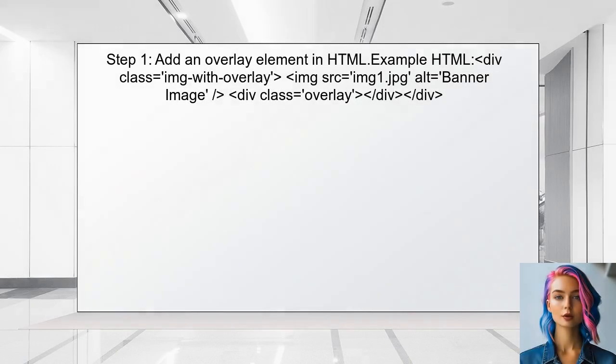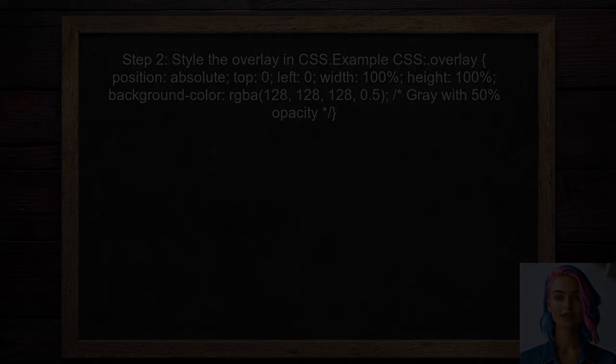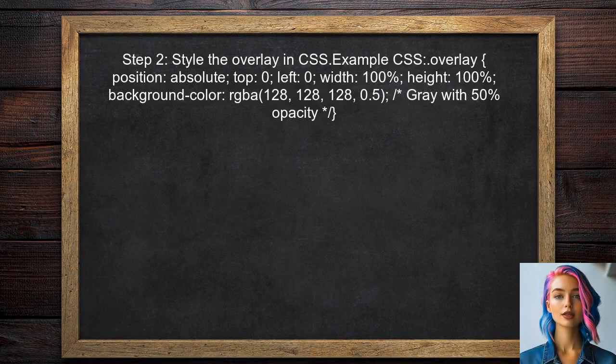To create a gray overlay on the image, the user should first add a new element that will serve as the overlay. This element will be positioned on top of the image. Next, the user needs to style the overlay using CSS. This will involve setting the background color to gray and adjusting the opacity to achieve the desired effect.